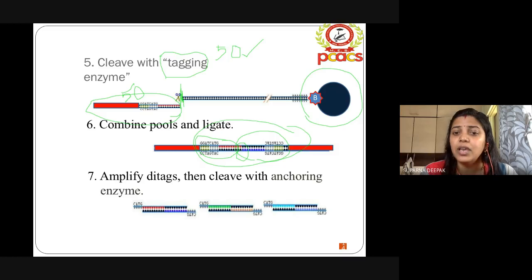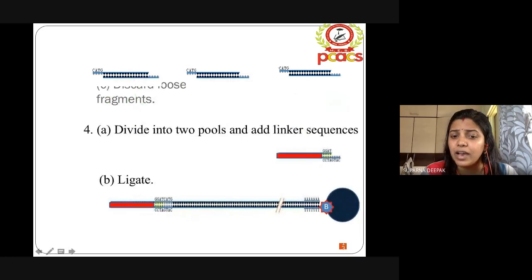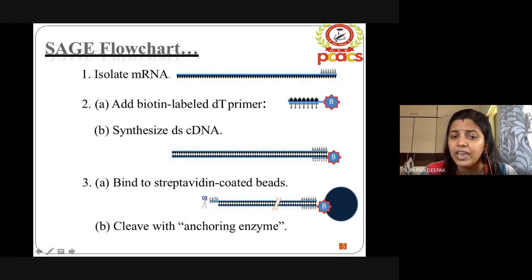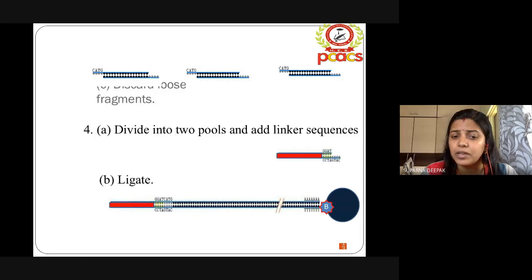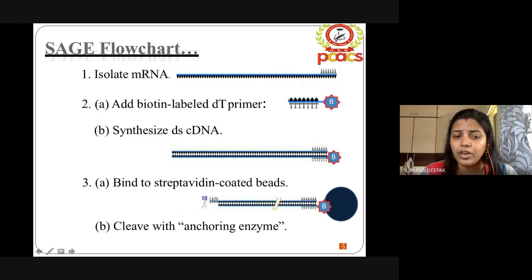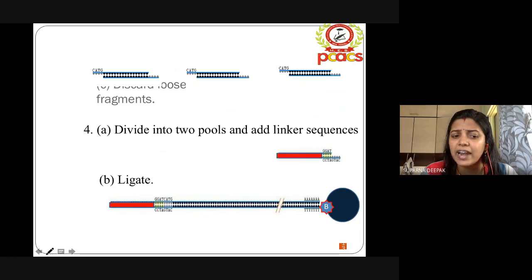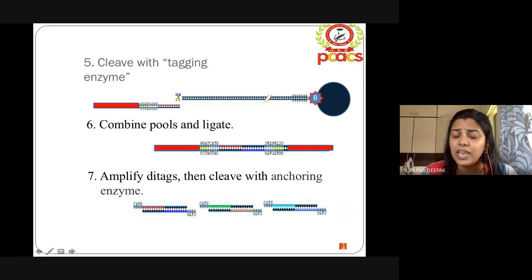Now what you will do is cleave it again with the anchoring enzyme. Remember where we saw the role of the anchoring enzyme? When it cuts over here, it gave you this particular sequence, whatever your ends were, and using the same ends your linker was added. Now if I again use the same anchoring enzyme, what is going to happen? Where the linker was attached, the cut will take place again. That is how you will get such a ditag.